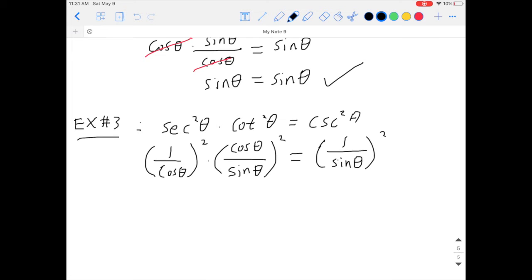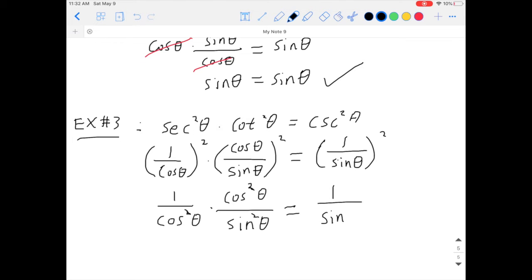Now furthermore, we have to distribute the square. 1 square is 1. Right here is cosine square. Here is also cosine square. Right here is sine square. In here 1 square is 1. And then sine theta square is sine theta square.